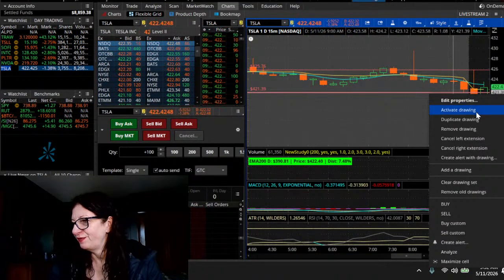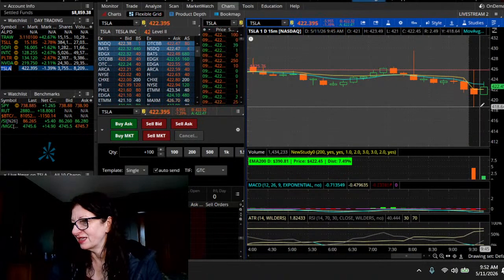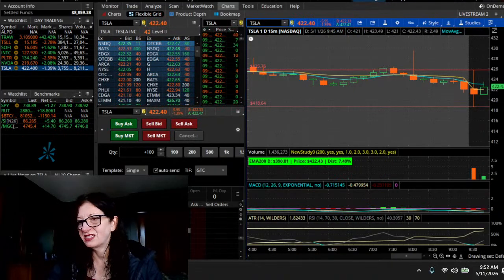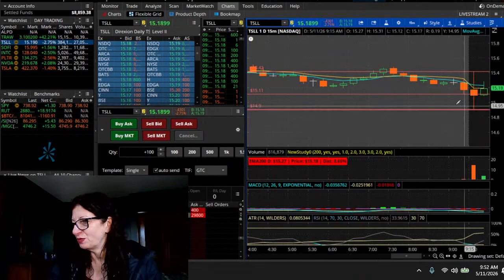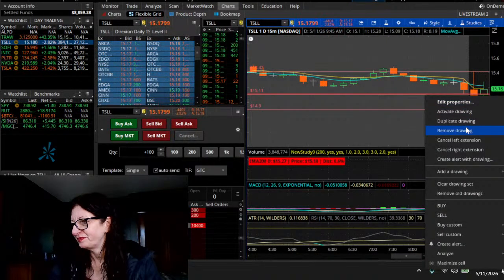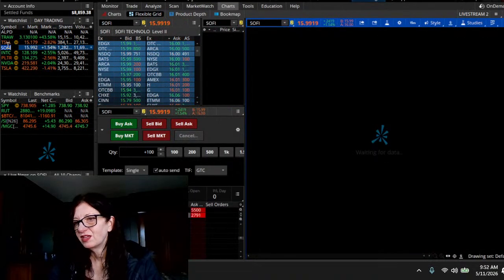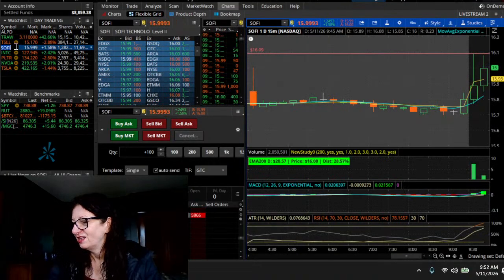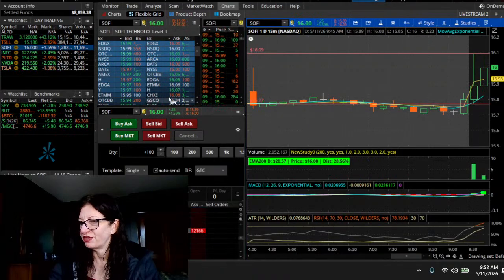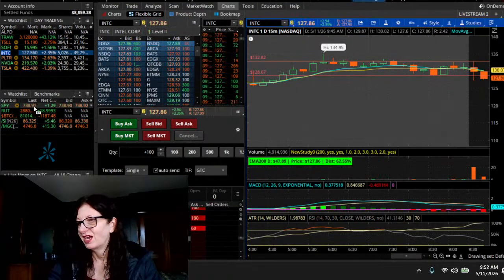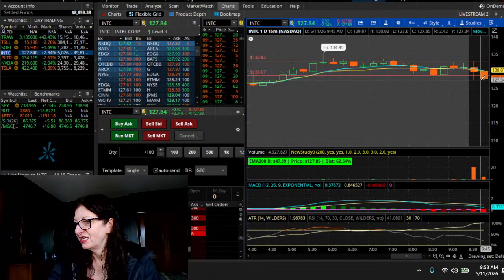So if I do the 15-minute on Tesla, it's still within that range. Same thing with TSLL, it's pretty much mirroring it, right? SoFi is interesting, but it hasn't broken out of the range. INTC.